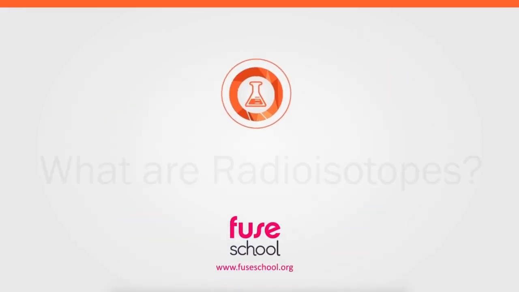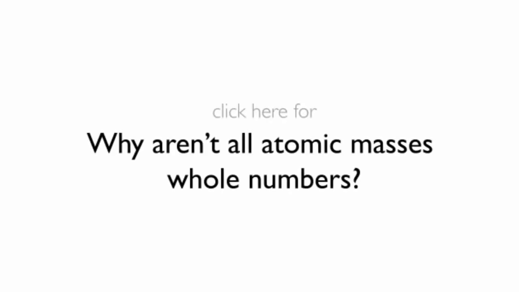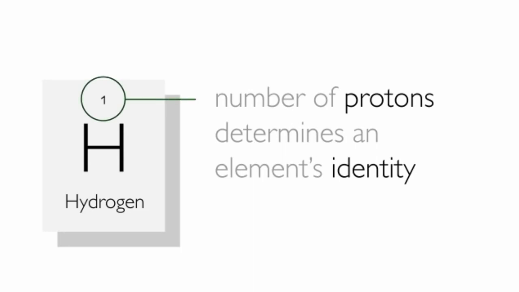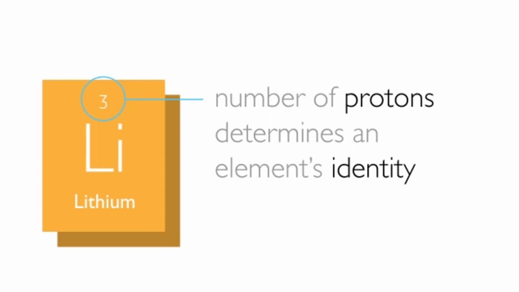This lesson looks at why some isotopes are radioactive. You may wish to refer to the lesson Why Aren't All Atomic Masses Whole Numbers to help you understand this video. The identity and chemical properties of any atom are determined by the numbers of protons in its nucleus.